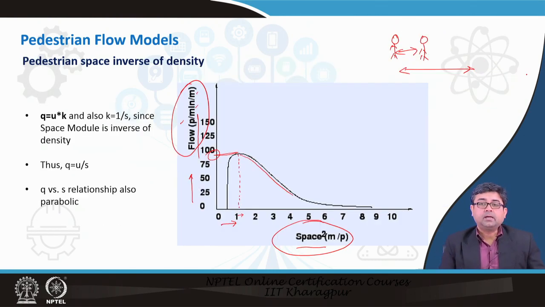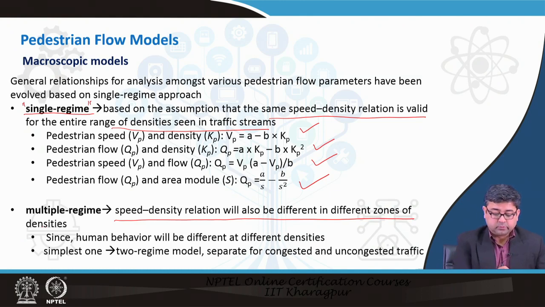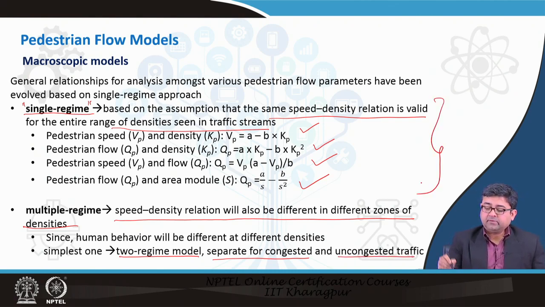So, what people are now looking at more and more is that the speed density relation will also be different in different zones of densities, right. They are saying that there are multiple regime densities, two regime models, separated for congested and for uncongested. Whereas, for simplicity of understanding, we have looked so far at all of these models as just single regime models. So, we are not making any distinction between uncongested flow and congested flow.